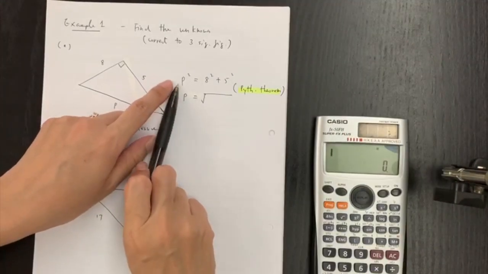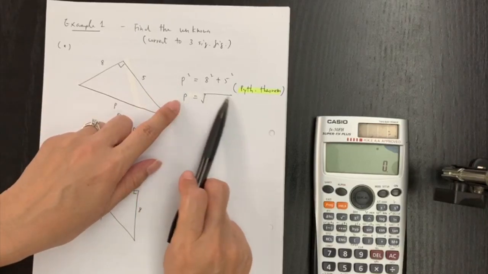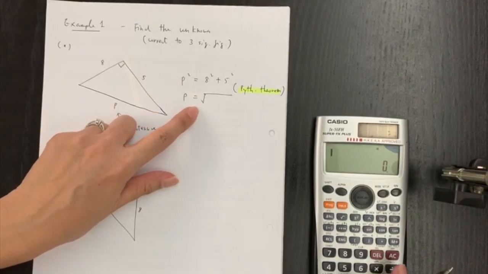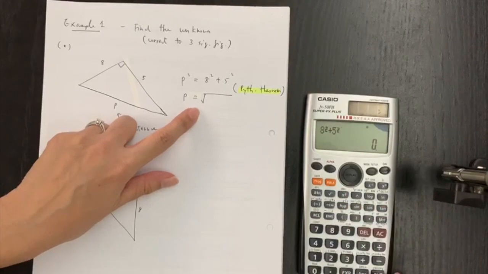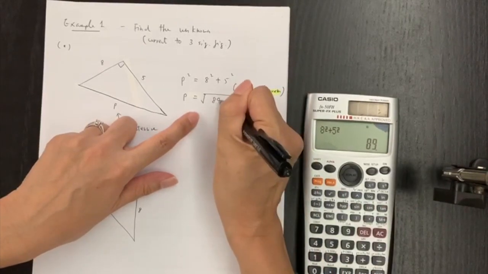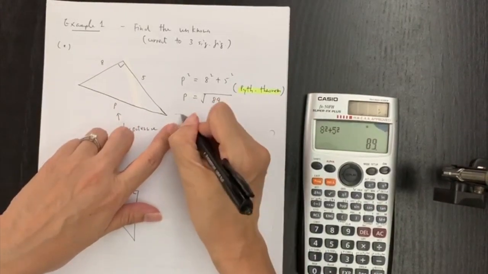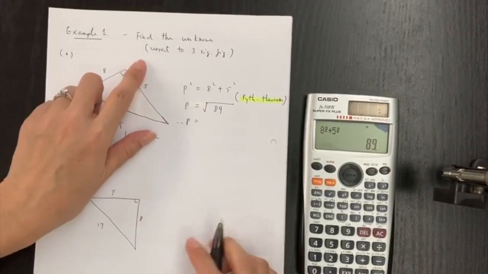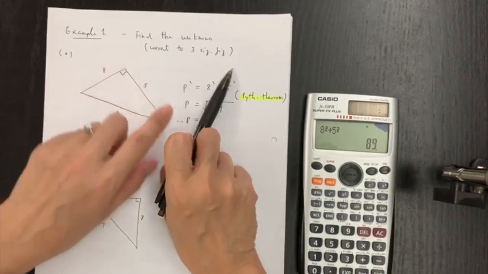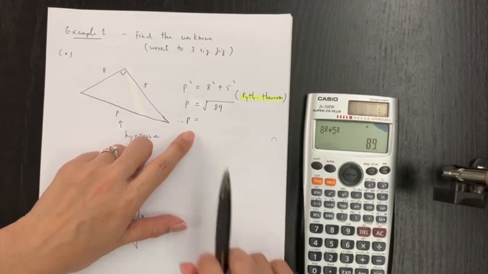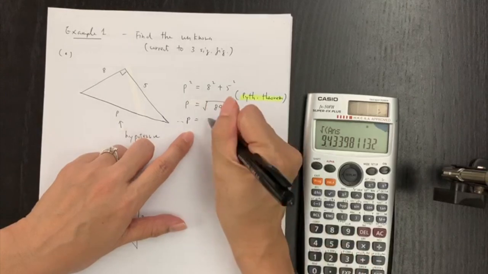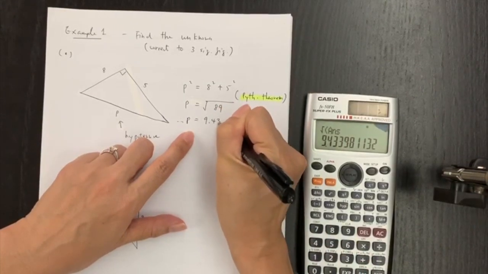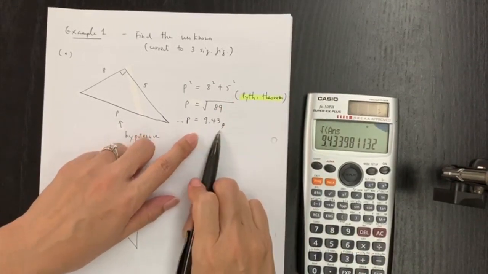Here we have P squared. To work out P, we need to take square roots on the right hand side. Let me calculate what we have inside the square roots: 8 squared plus 5 squared, so I have 89 inside the square roots. Since we have to express our answer correct to three significant figures, what is the square root of 89? The answer will be 9.43, which is three significant figures.